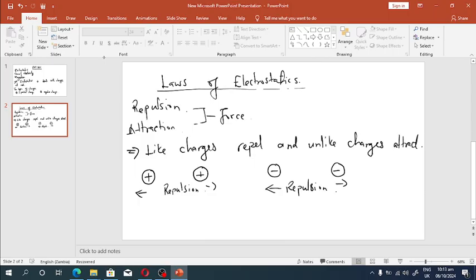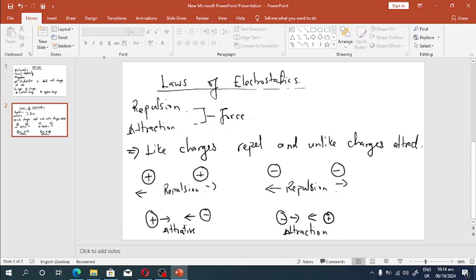On the other hand, if we have different charges, if one of them is positive, then the other one is negative, then there's going to be an attractive force, or force of attraction. If this is negative and that is positive, we still have, so they'll move towards each other. Force of attraction.